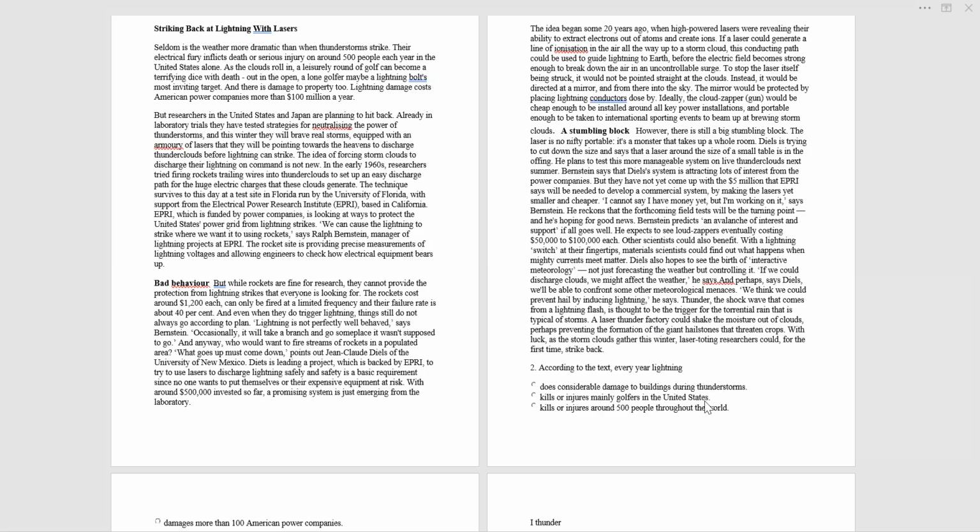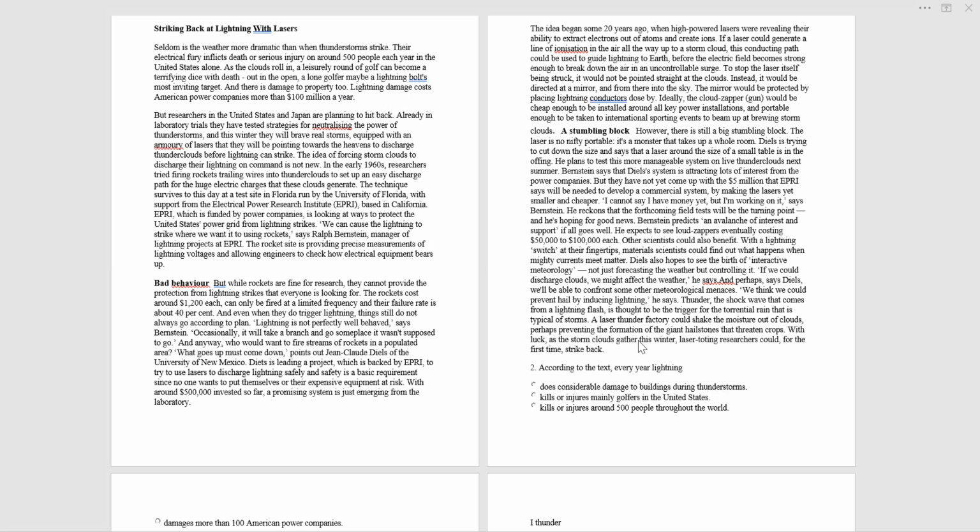Kill or injure mainly golfers in the United States. As the clouds roll in, they're saying the golfer is the most inviting target, but that doesn't mean he is the only target, and that too in the United States. First of all, the United States is not mentioned there. And secondly, golfers are not the only target, but they're saying they're the most inviting target, right? Does considerable damage to buildings during thunderstorms. So there is damage to property. This is the sentence which we get the same here. It doesn't convey any other meaning.